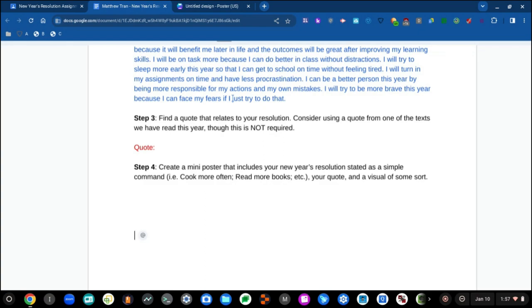I might need help with step 4. Okay. Do you understand what it's asking? It's telling me to create a main poster that includes my New Year's resolution stated as a simple command.